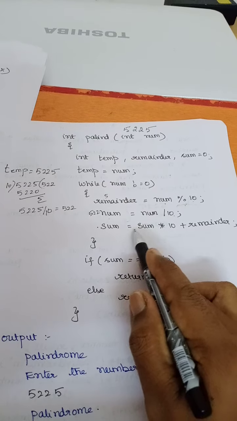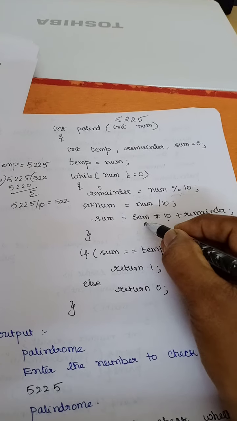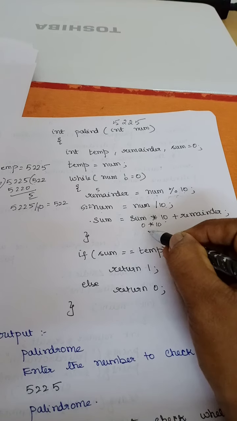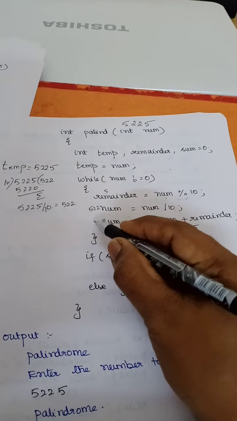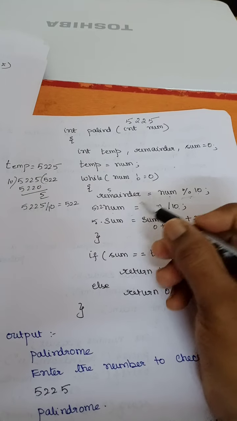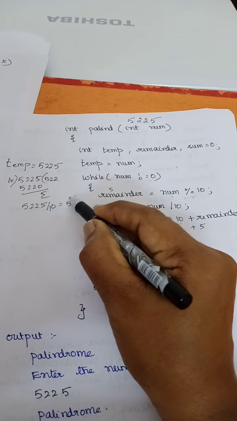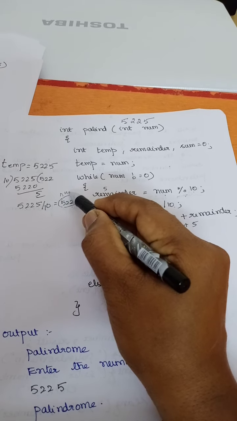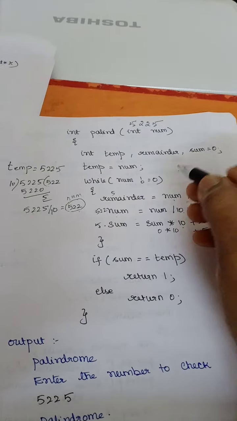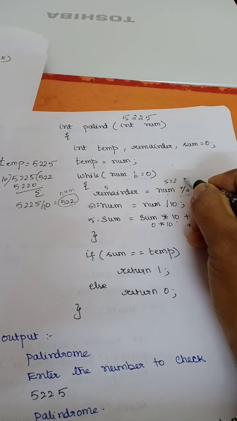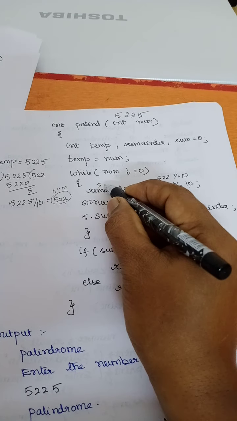And sum is equal to sum star 10 plus remainder. My sum is equal to 0 initially. 0 star 10 is going to be 0, plus my remainder 5. So I will have only 5 in my sum. Clear? Next again I will go to the while loop. Now what is my num? My new num is going to be 5 2 2 because I have taken my last digit. Again I will take 5 2 2 modulus 10. So here my last digit will come off. So in remainder I am going to have what?